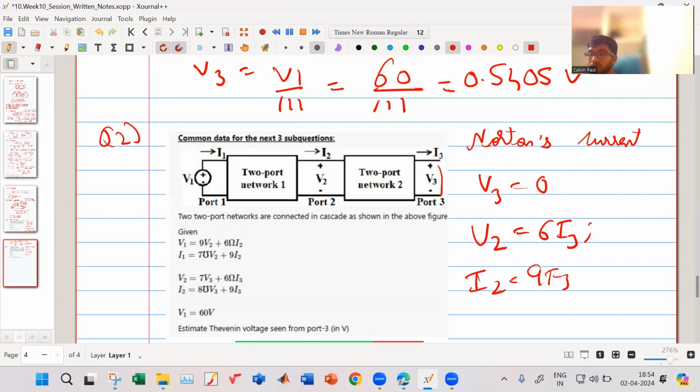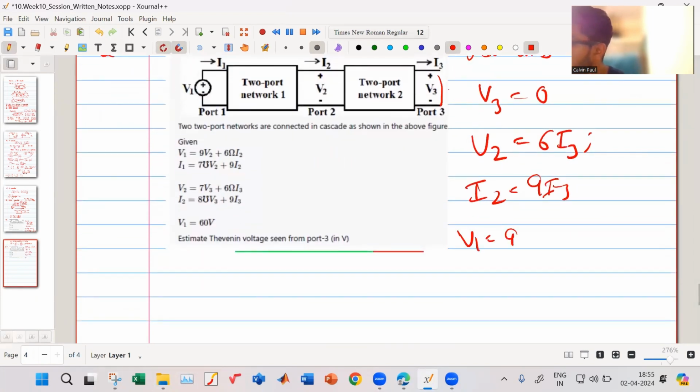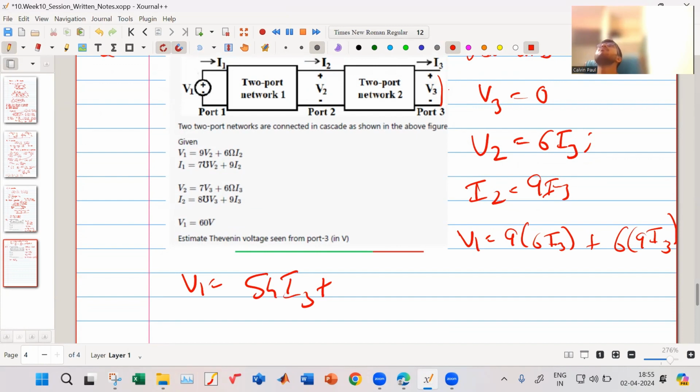Okay. Then what do you do? Then sir, I will put the value of V2 and I2 in the equation of V1 and I1. So V1 is equal to V2, that is 6 I3, plus 6 into 9 I3. What is 9 into 6? And 6 into 9 is? 108 I3.